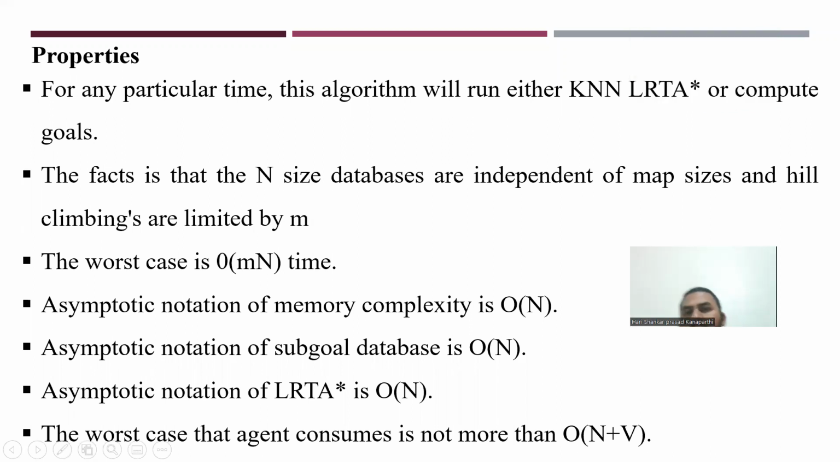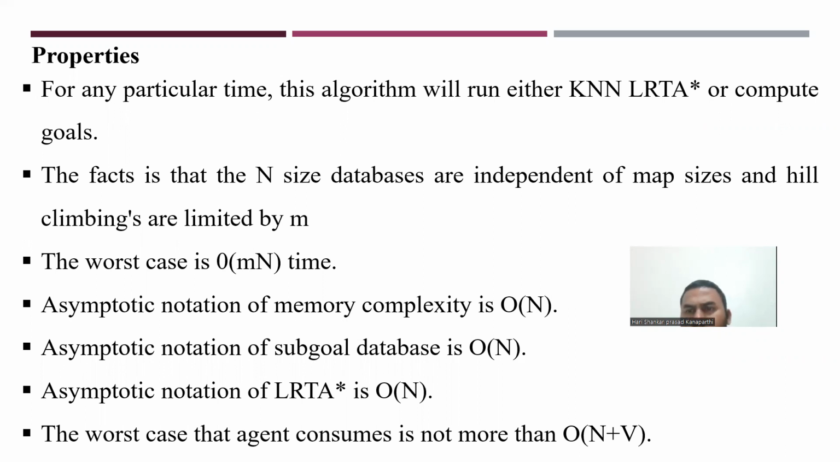So for a particular time, when we take KNN LRTA* to compute goals, the algorithm will be running either KNN LRTA* or the goals. The fact is that when we go for n-sized databases, the database size may be different, so we are considering it as an n size. So they will be having some different map sizes and they need mapping. So for that particular reason, the algorithm should perform hill climbing limited by m.